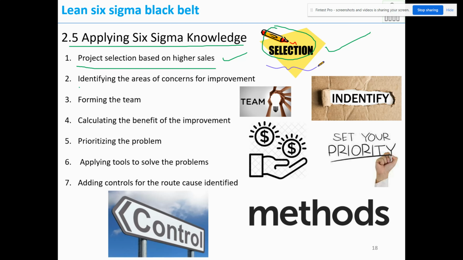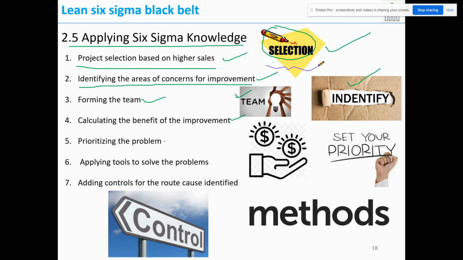After selecting, identify the areas of concern for improvement in that particular project, where we need to improve. Then forming the team. We need to form the right team, who are involved and who know the product. Then calculating the benefit of the improvement. We need to predict the improvement because we are going to spend time and resources on the project, and we need to predict what my goal will be, or what the improvement will be after the project implementation.